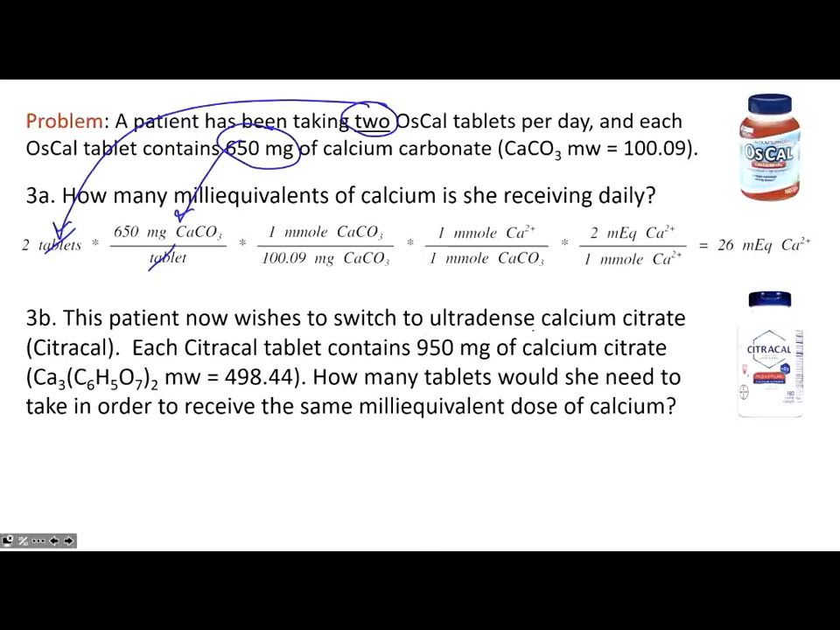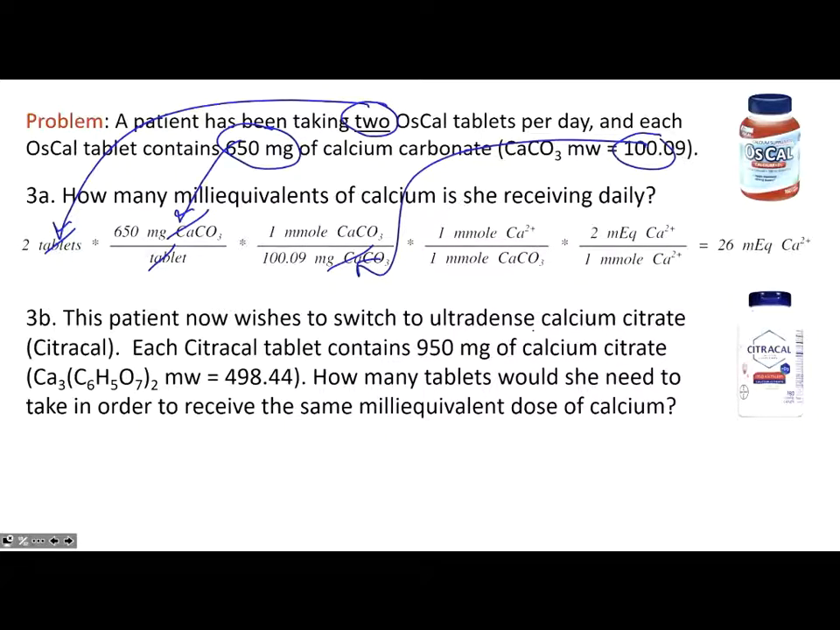Since I'm in milligrams, I don't have to convert. Let's convert from the weight, milligrams, to the number of molecules, millimoles. What do we use? We use the formula weight. So remember the formula weight in milligrams for every 1 millimole. By putting it there and multiplying, essentially dividing by the value, we cancel milligrams of calcium carbonate, and I'm in millimoles of calcium carbonate.